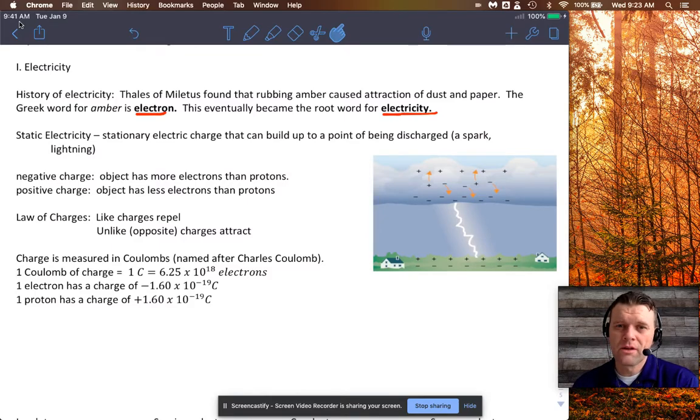The simple understanding for electricity is the law of charges. Like charges repel, so two negative charges will repel each other, or two positive charges would repel each other. And then vice versa, opposites attract. So we'll see that play out in our understanding of fields.